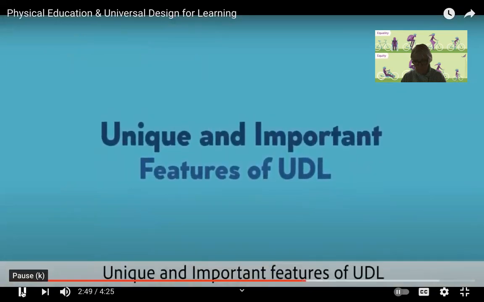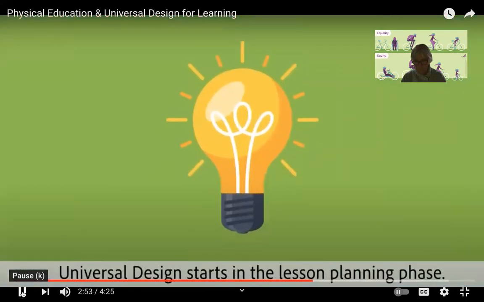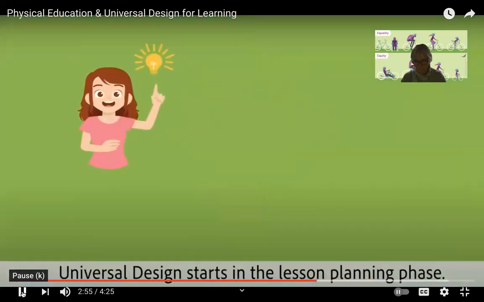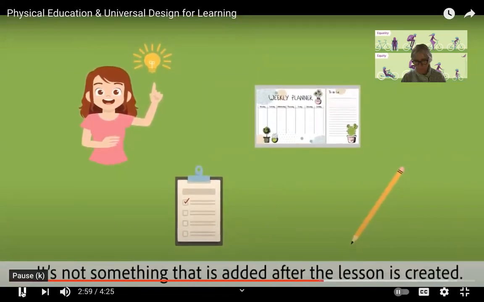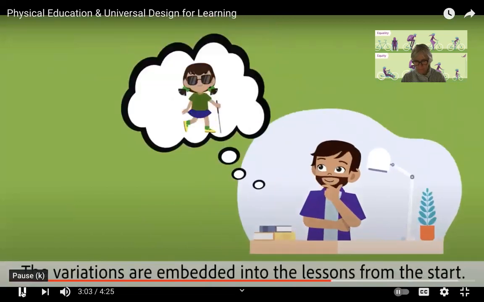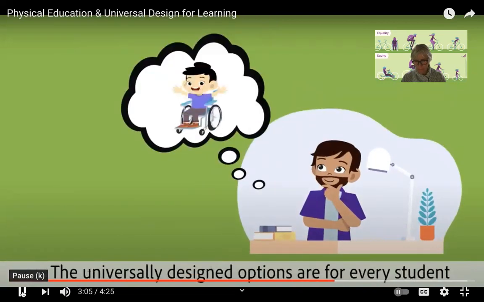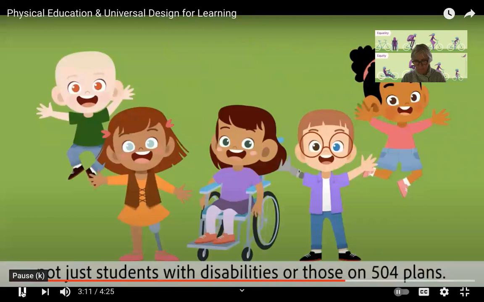Unique and important features of UDL. Universal design starts in the lesson planning phase. It's not something that is added after the lesson is created. The variations are embedded into the lessons from the start. The universally designed options are for every student, not just students with disabilities or those on 504 plans.